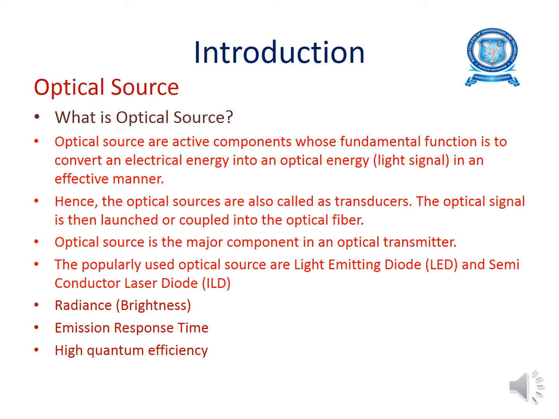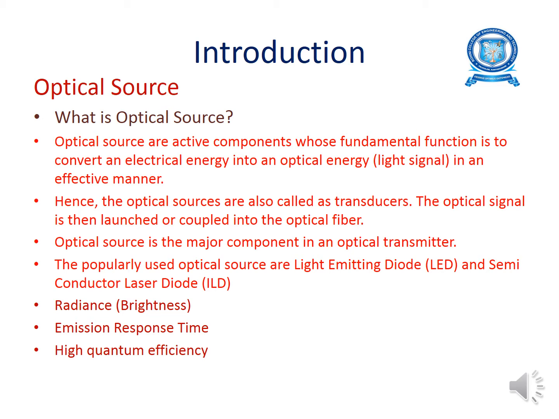Now we are going to see the introduction part of optical light source. What is an optical source? Optical sources are the active components whose fundamental function is to convert electrical energy into optical energy, that is light signal, in an effective manner. Hence, optical sources are called transducers. The optical signal is then launched or coupled into an optical fiber. The optical source is the major component in an optical transmitter unit.